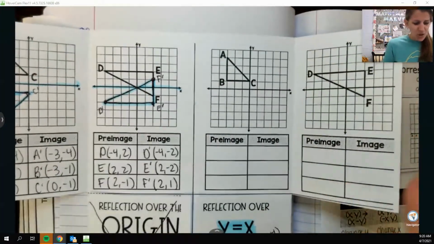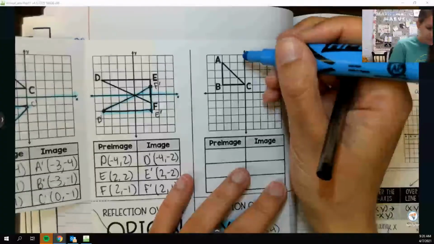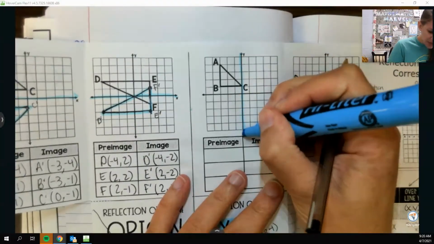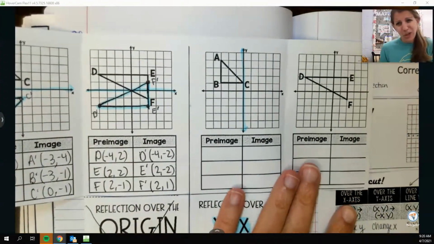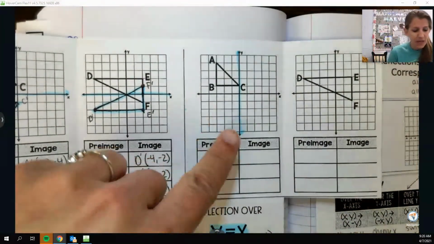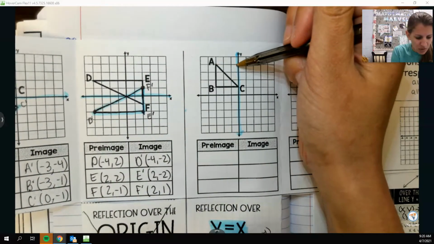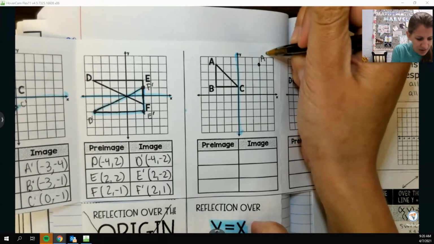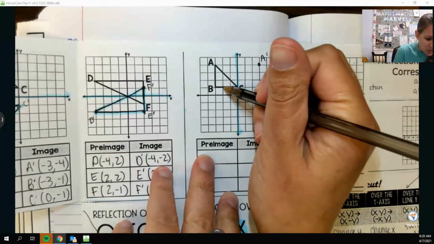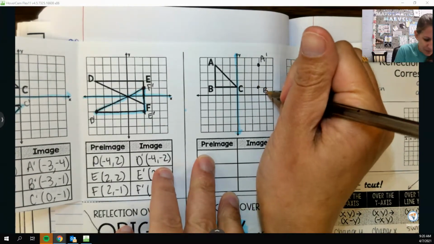Alrighty, on to the next. So on this one here, I'm going to reflect over the y-axis. So trying this one out the same way I did the last one, because for me personally, I love a picture. So if I'm looking at this one and I'm going to reflect over the y-axis, I'm going to take A. It's 1, 2, 3 away, so I'm going to go 1, 2, 3 away over here. B is 1, 2, 3 away, so 1, 2, 3 away over here.